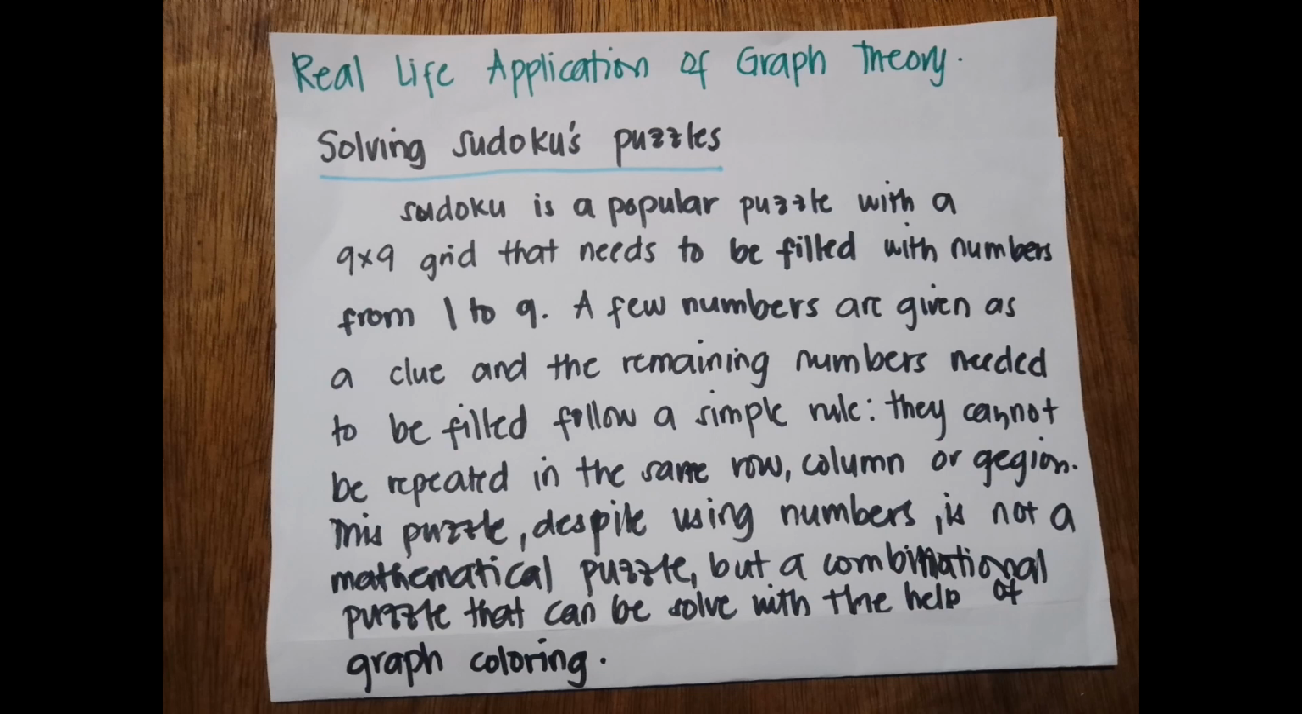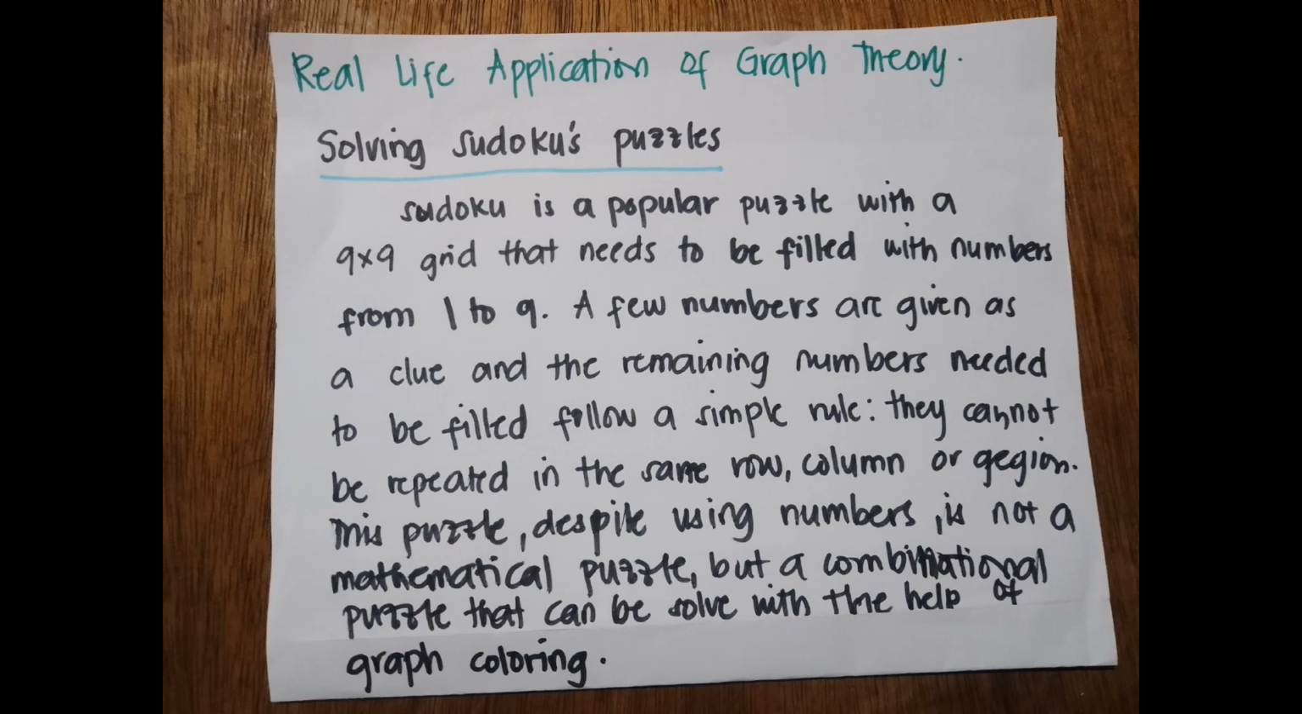So, Sudoku is a popular puzzle with a 9x9 grid that needs to be filled with numbers from 1 to 9. A few numbers are given as a clue and the remaining numbers needed to be filled follow a simple rule. They cannot be repeated in the same row, column, or region. This puzzle, despite using numbers, is a mathematical puzzle, a combinatorial puzzle that can be solved with the help of graph coloring. One can convert the puzzle to a graph.